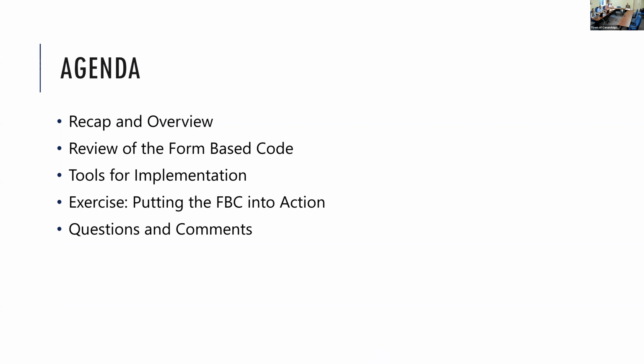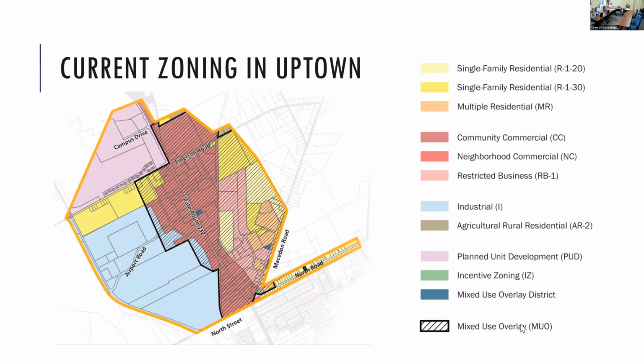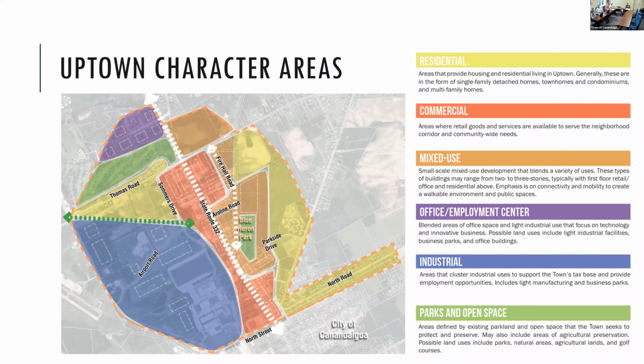So if you can skip right to the next slide. Again, this is just contextual. This is showing the current zoning in Uptown, and as everyone remembers, the form-based code is really based on recommendations that came out of the Uptown master plan. So the next slide is showing the character areas that were identified as part of the Uptown master plan, showing 332 as a commercial mixed-use corridor, and then the area along Fighter Hall Road also as mixed use.